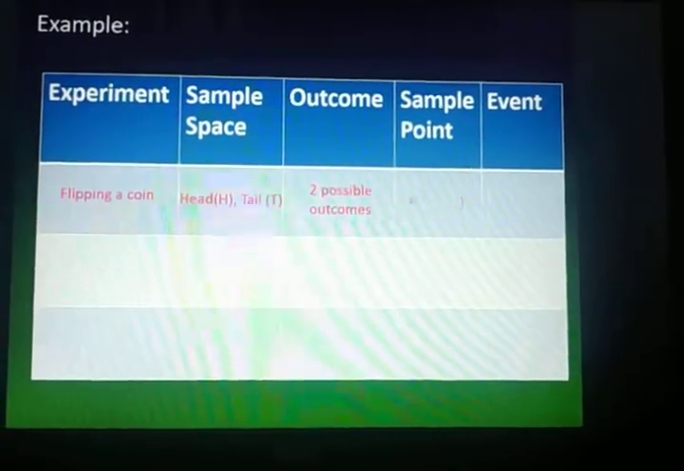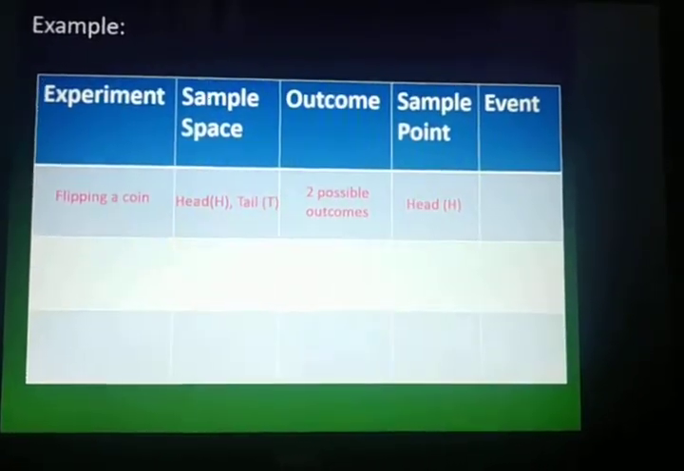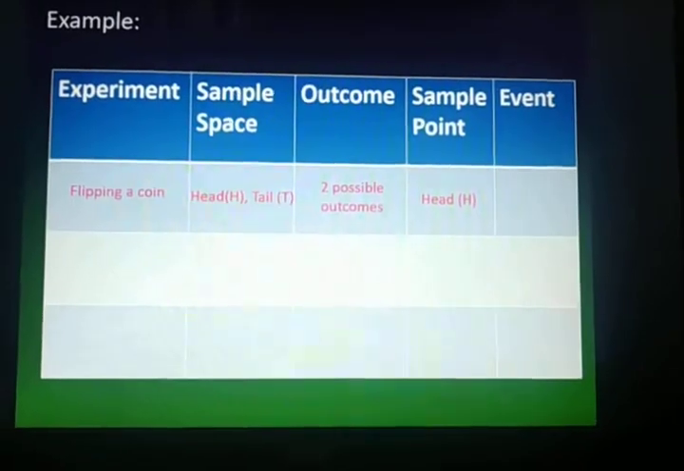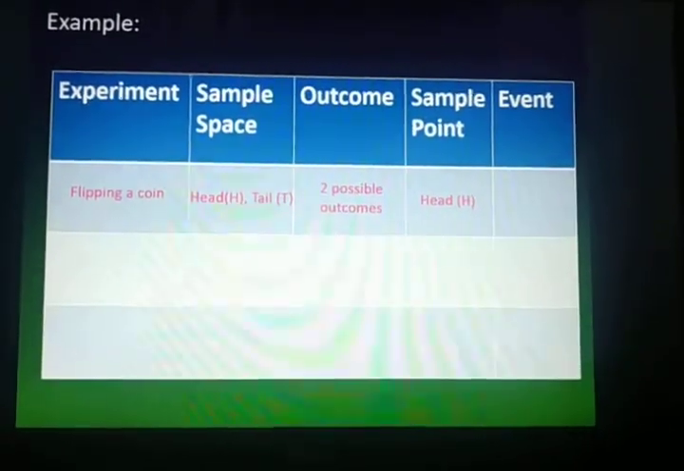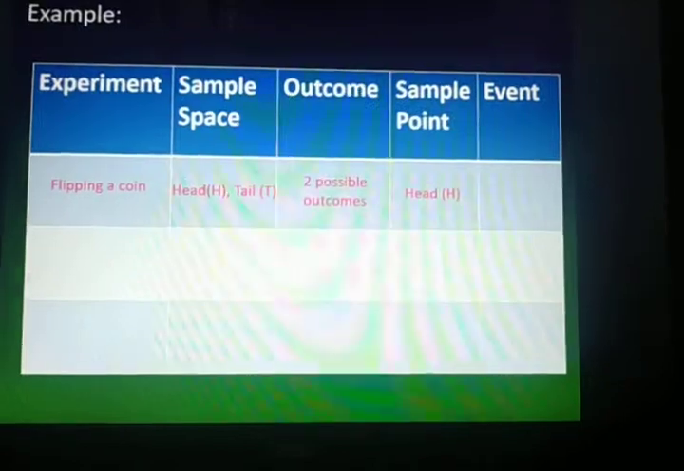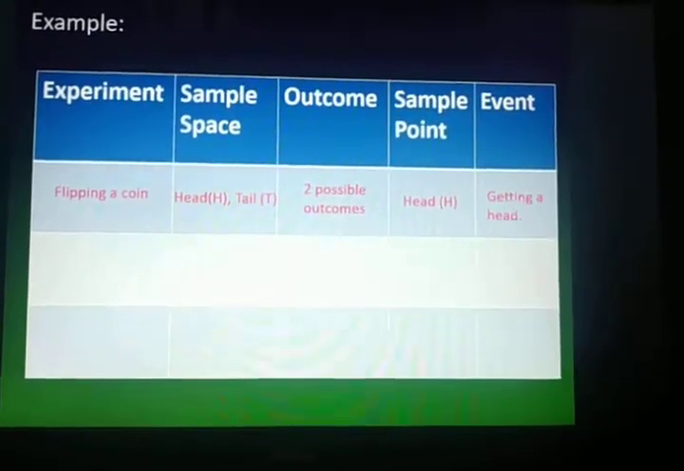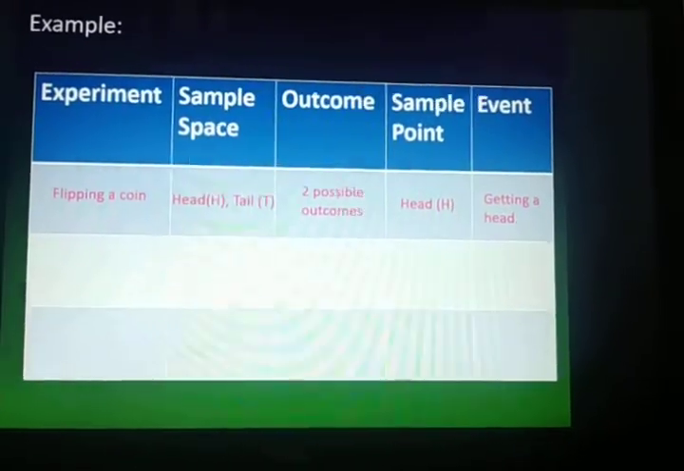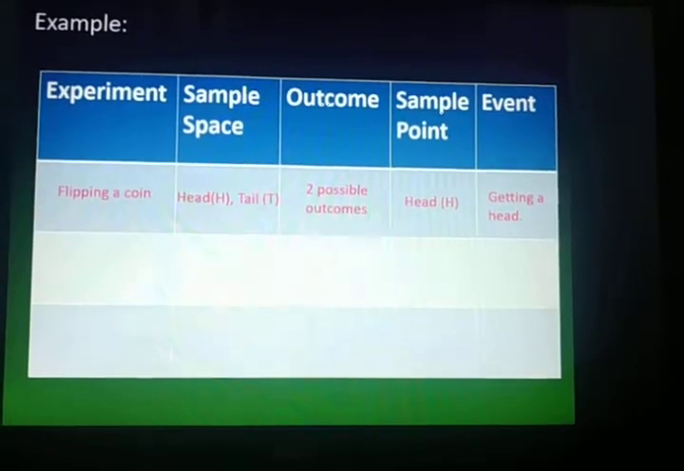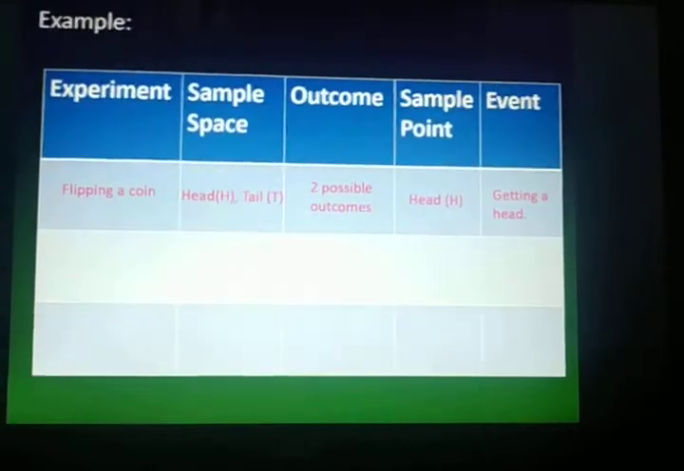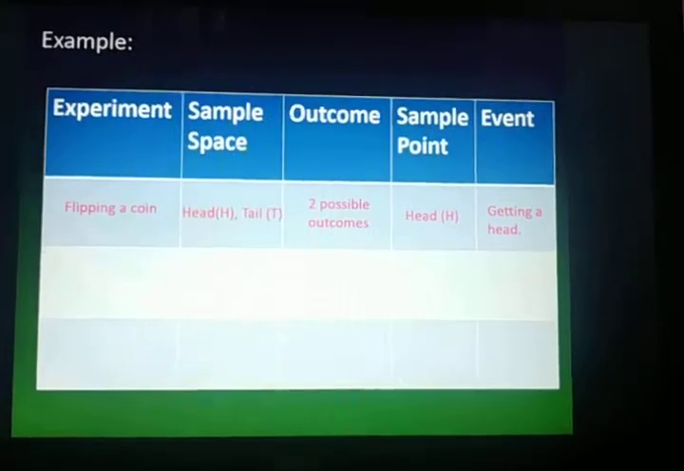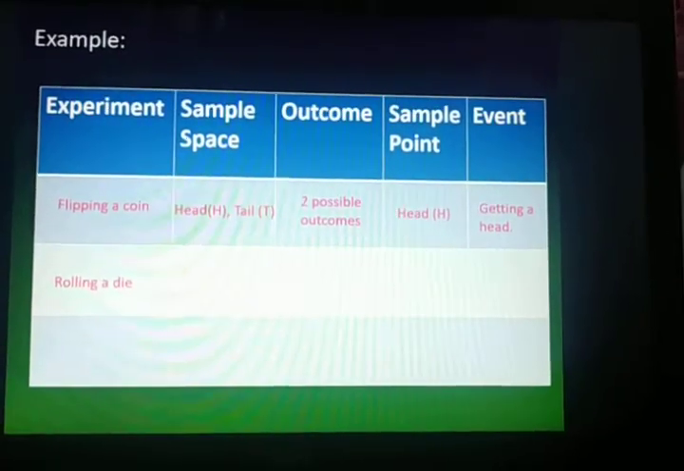Next, the sample point is what comes out. When you flip the coin, a head comes out. So, that is the sample point. The head. Then, getting a head, that's an event. Or getting a tail, that's an event.